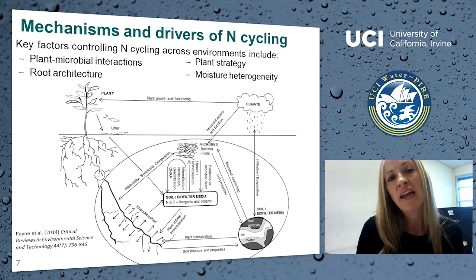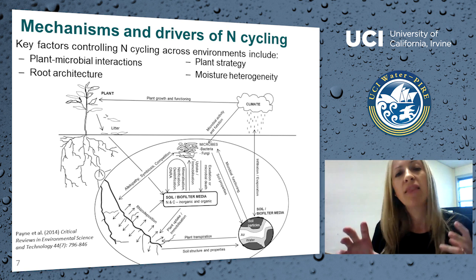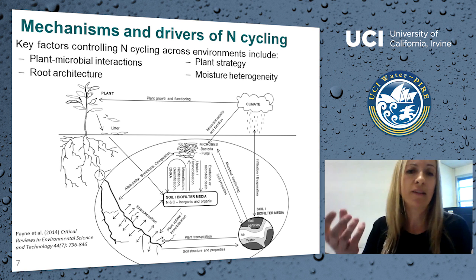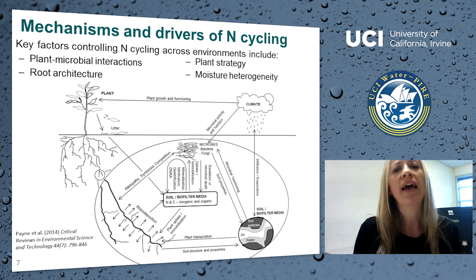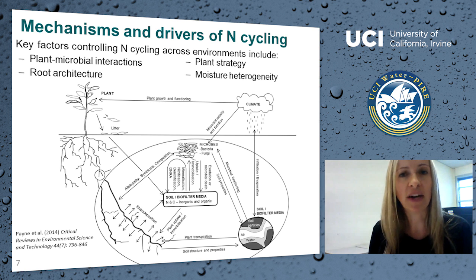And it follows that the root architecture is also important. So as roots populate the filter media, that influences the way that stormwater that filters through the media will come into contact with the plants and also with their associated microbial community.